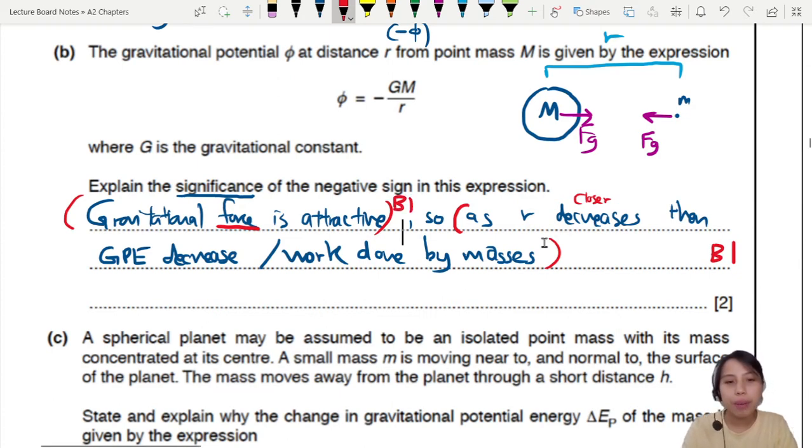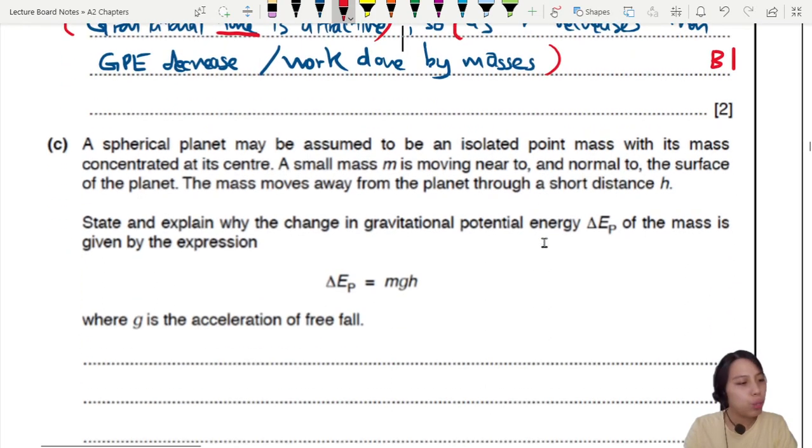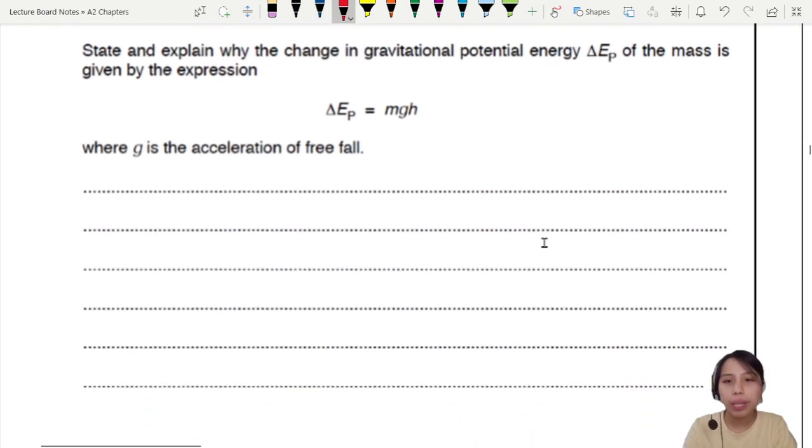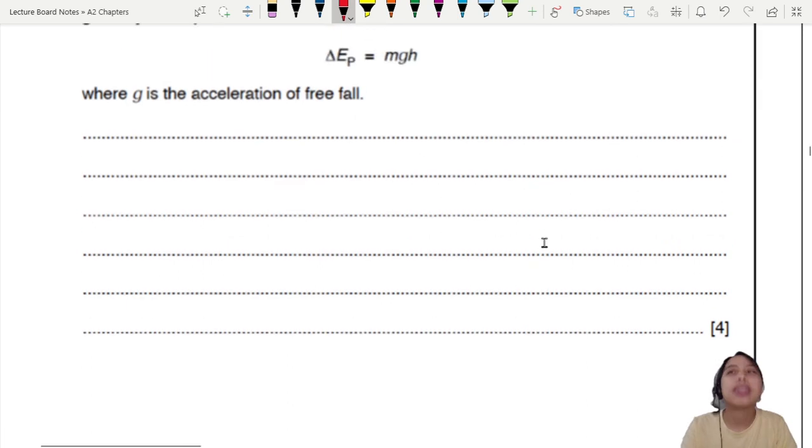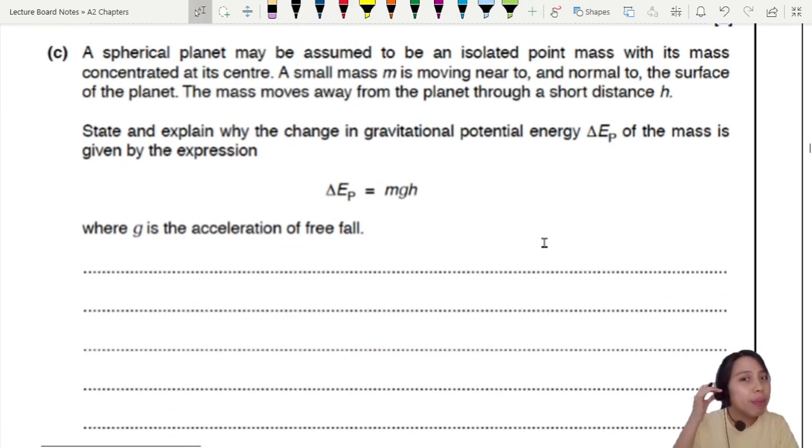Let's go on to the next part, which is perhaps a pretty hard part because you have to prove something. Look at all these lines. Oh my goodness, it's 4 marks. A spherical planet may be assumed to be an isolated point mass. Isolated means there are no other forces.